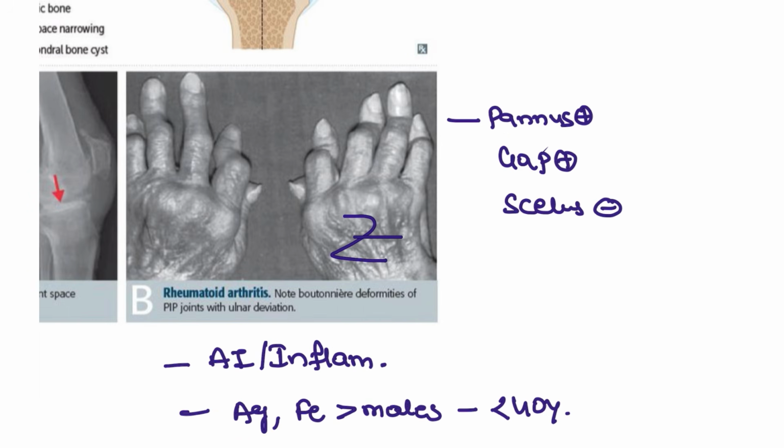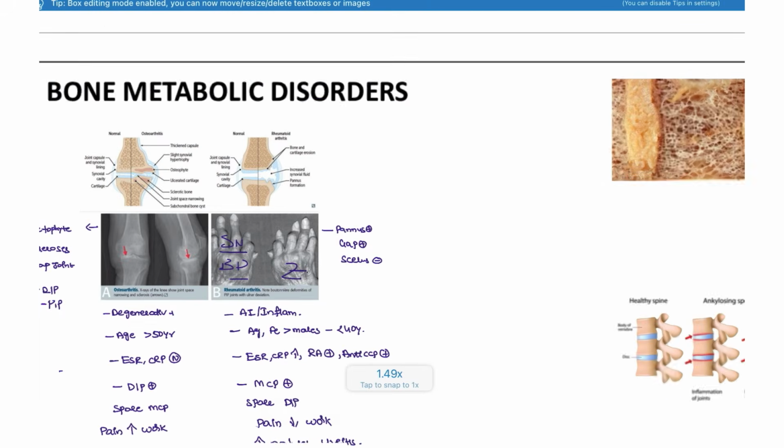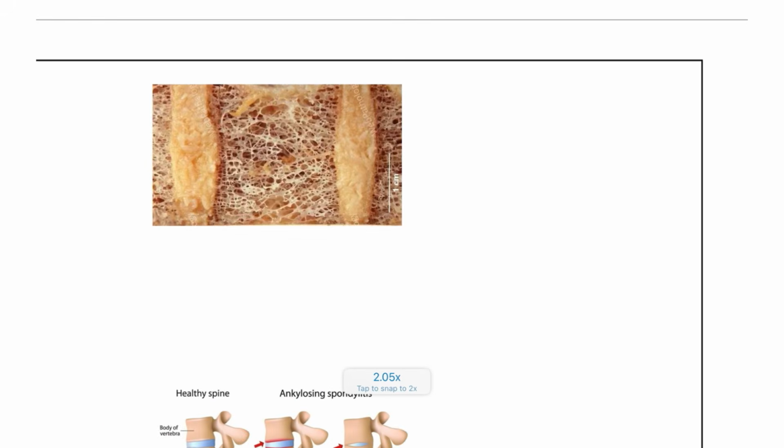And here Z deformity is seen, and also swan neck deformity. Okay. And Boutonniere deformity, which will be seen in this patient. Next, continuing with the other condition, that is osteoporosis. This is the condition of osteoporosis.